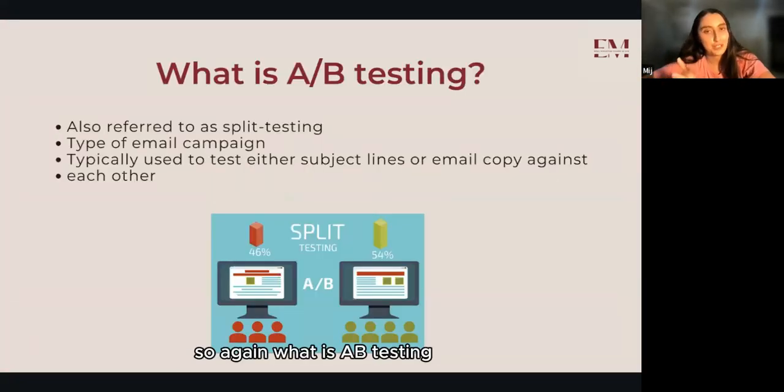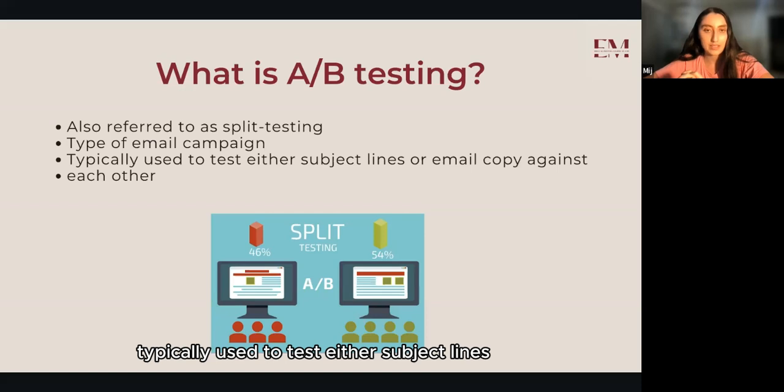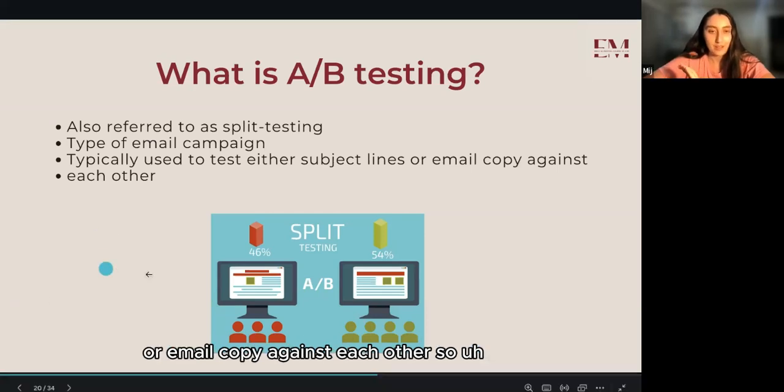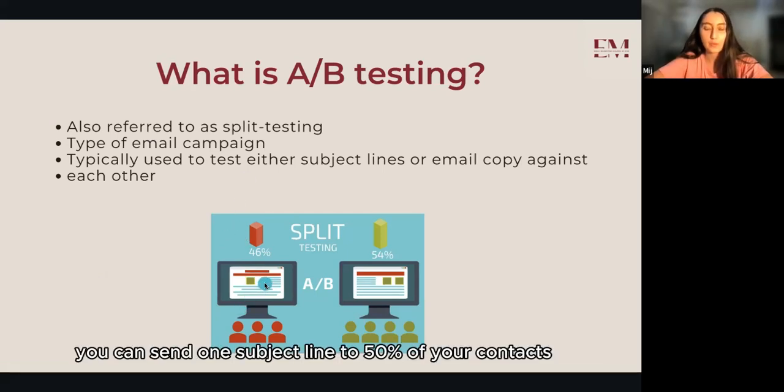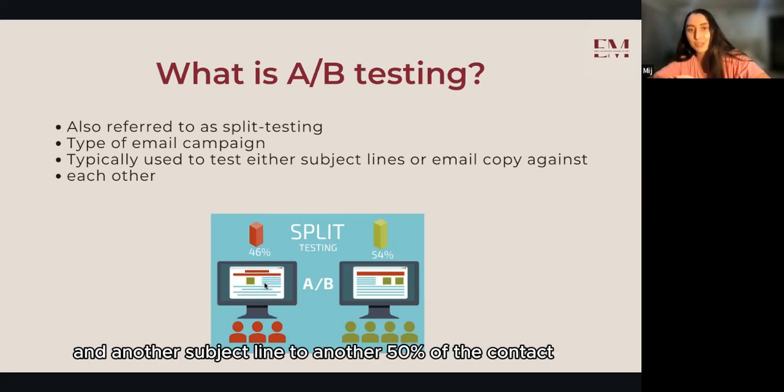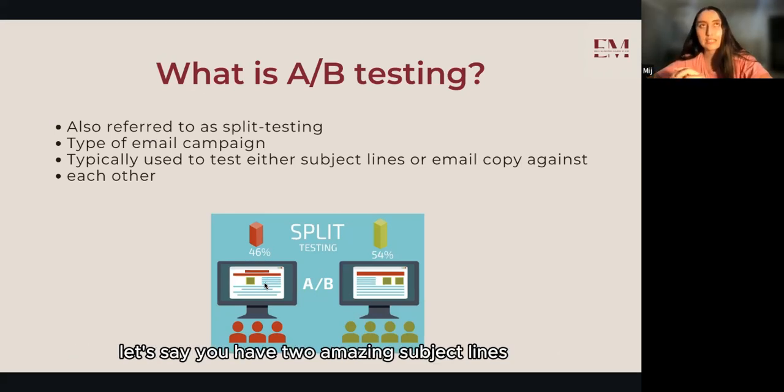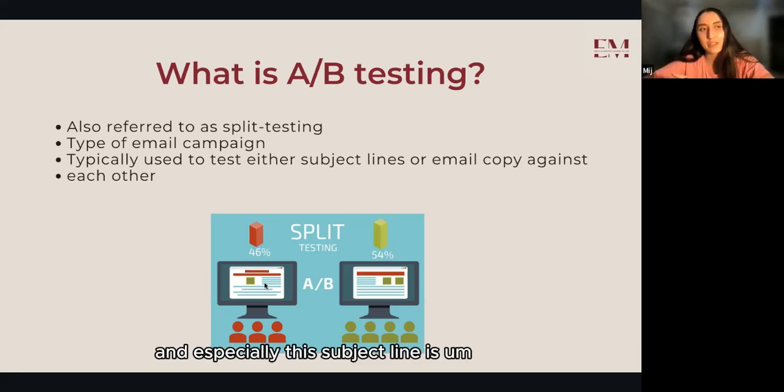So again, what is A/B testing? It's also referred to as split testing. It's a type of email campaign typically used to test either subject lines or email copy against each other. The picture here also shows it, right? You can send one subject line to 50% of your contacts and another subject line to the other 50% of the contacts.